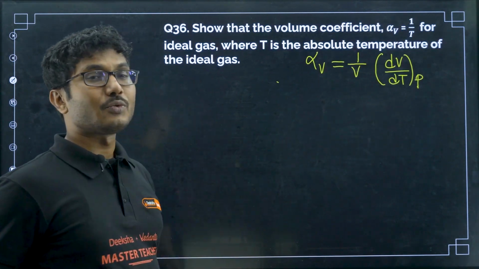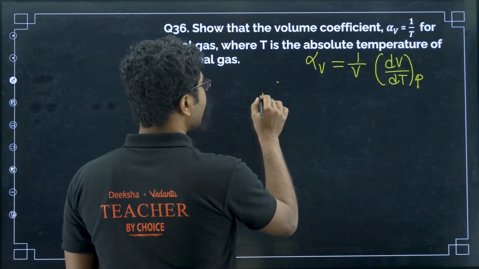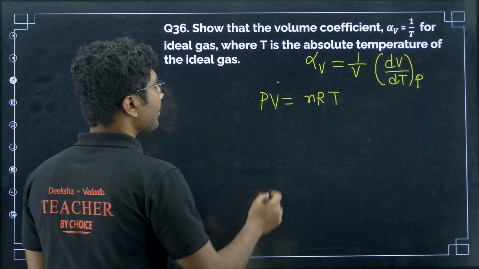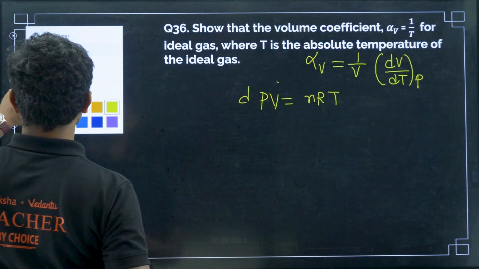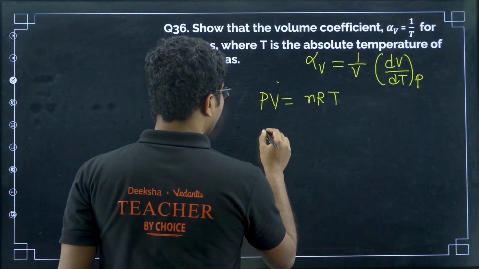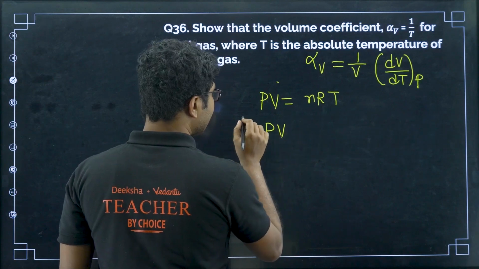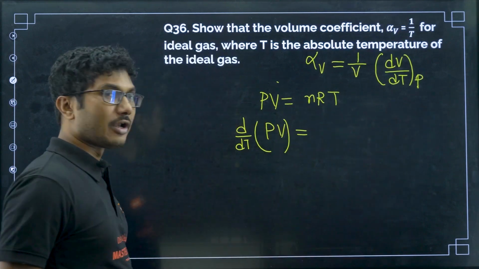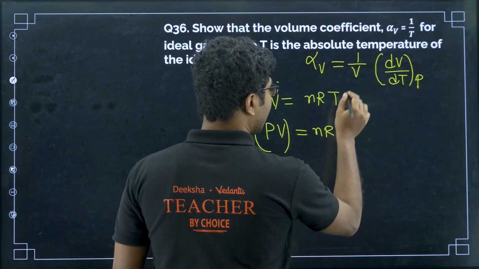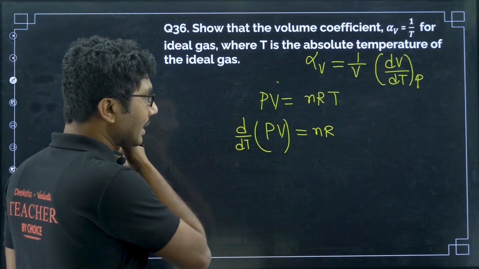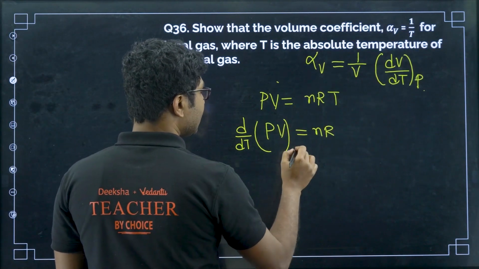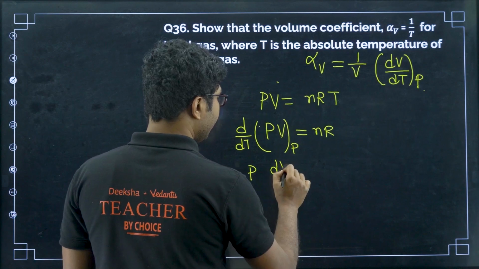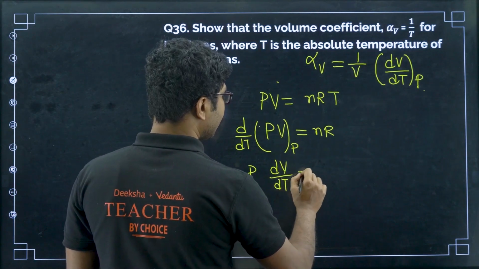Now, for an ideal gas, what equation does it obey? An ideal gas obeys the equation PV equals nRT, right? This is the ideal gas equation. Now, what we have to do is differentiate this equation with respect to temperature T on both sides. If you are not familiar with differentiation, then you can skip this question completely and move to the next question. Now on the right hand side we have only temperature, so it will give you nR, as dT by dT becomes 1. Now as I said, in this case pressure is constant, so pressure can be considered a constant. It will come out of the differentiation, only dV by dT will remain. So P dV by dT is equal to nR.